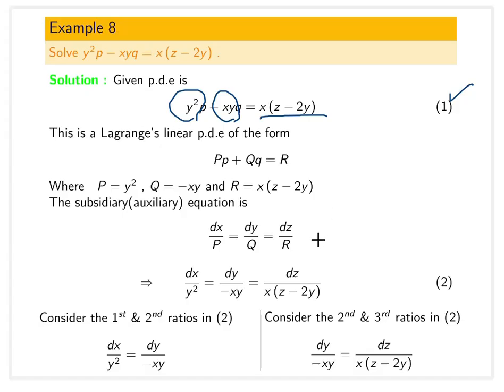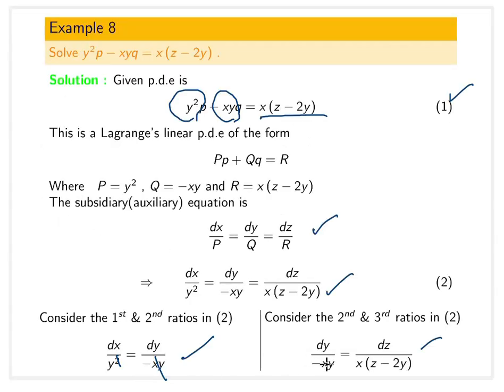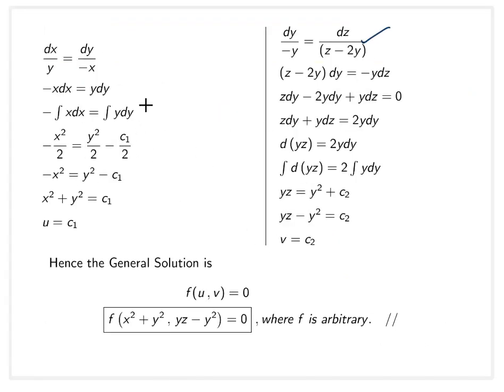Now we can consider the subsidiary equations. Our subsidiary equation is dx by P, dy by Q, equal to dz by R. Replace P, Q, R, and we can get this. Consider the ratio 1 and 2, we can get this. Consider the ratios 2 and 3, we can get this. Now here the y square and y get cancelled, and similarly in the other part, x and x get cancelled. Cross multiplying in both cases and taking integration on both sides, we can rearrange and get x square minus y square is equal to c1, which is the first solution.